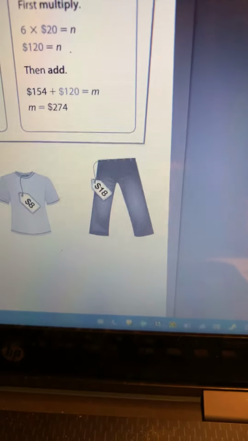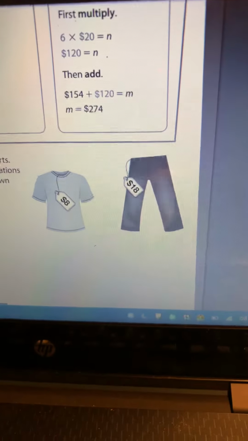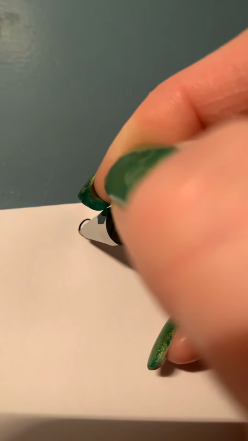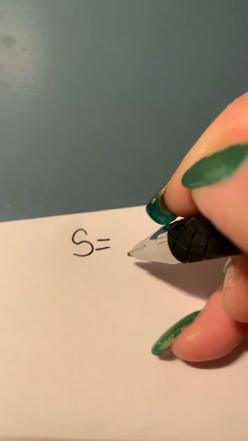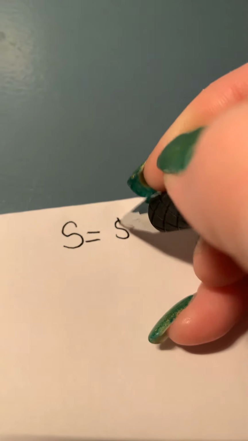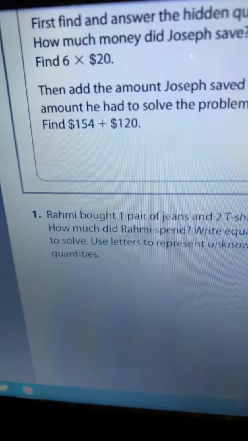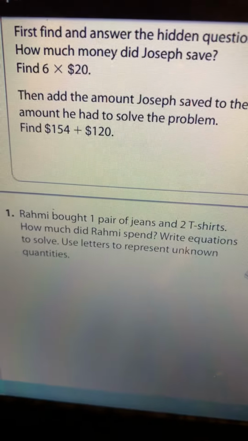Okay, so if I look at the pictures, I know that a shirt costs $8 and a pair of jeans costs $18. So over here, I'm going to write my letters. S equals shirt. So S stands for shirt, and I know that a shirt costs $8. And then if I look back over here, a pair of jeans, and I'm going to put a J for jeans. And that equals $18 for one pair. Okay, so I'm going to come back over here, and it says Rami bought one pair of jeans and two t-shirts.